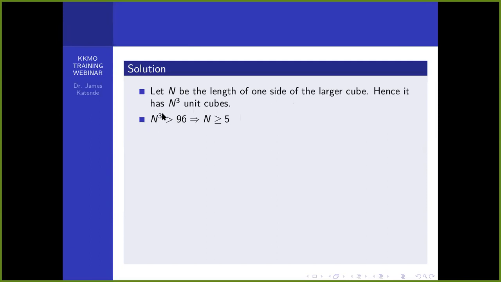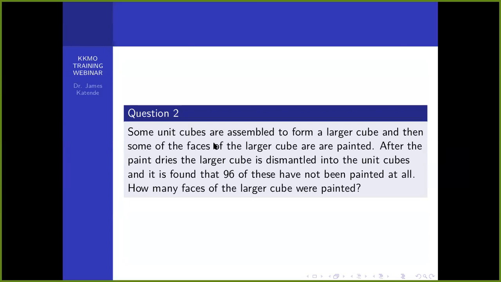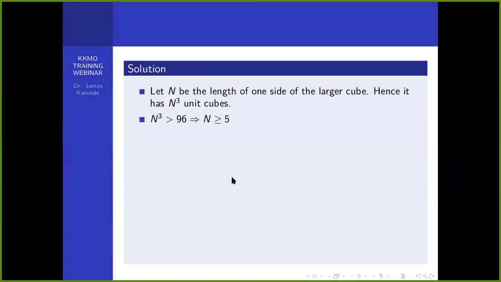Now, definitely, the number of unit cubes would be bigger than 96, because from the question, you can see that 96 will not be all of the cubes. They are just the ones that have not been painted. So that guarantees that n cubed, the number of unit cubes, must be more than 96. And this means that n must be greater than or equal to 5, because if you take 4, it will be less than 96. We need more than 96. So 5 is the smallest value that n can take.